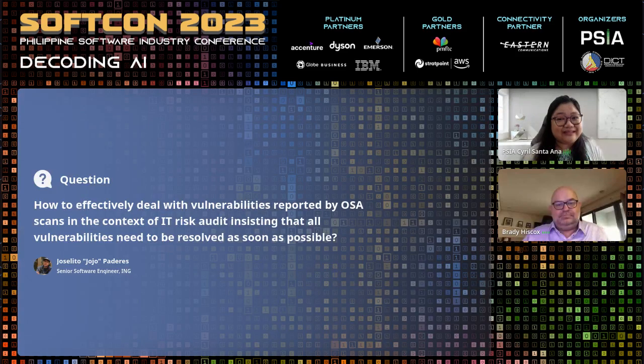It's okay. We all get lessons from all the stories that you've been sharing. But there's actually another question from Jojo from ING Hubs, and he's asking how to effectively deal with vulnerabilities reported by OSA scans in the context of IT risk audit, insisting that all vulnerabilities need to be resolved as soon as possible. That's a good question, and that's also stupid when people won't think about proper usability.